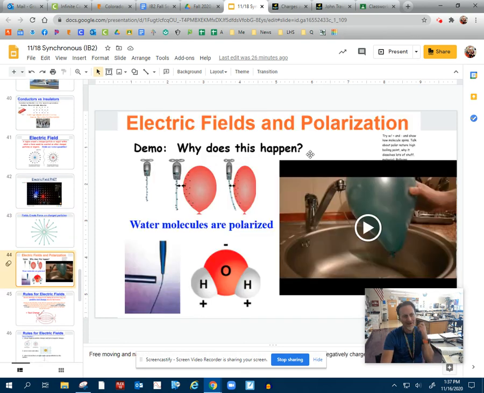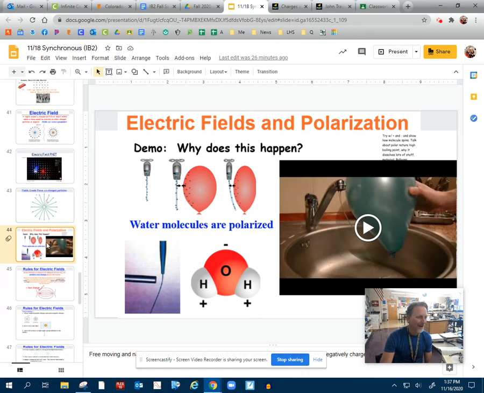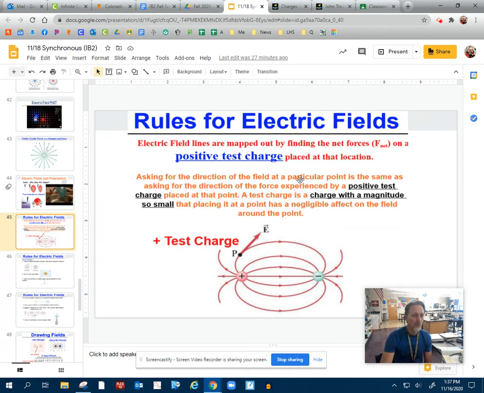Now, there's a good little demonstration here. It shows you how some charges are being attracted to this balloon. Check out this video. It's really interesting. It's a demo that I usually do in class that shows you this idea of electric fields and polarization.